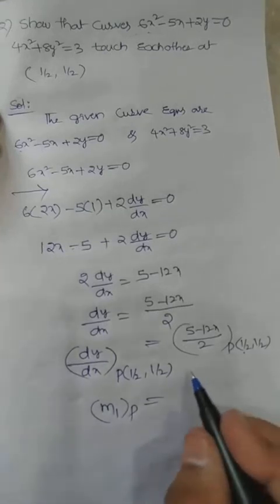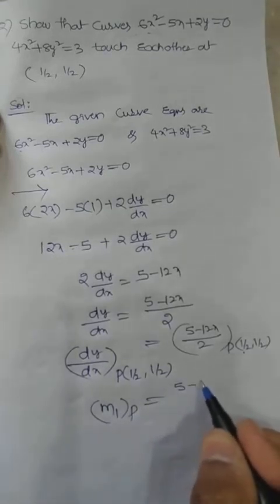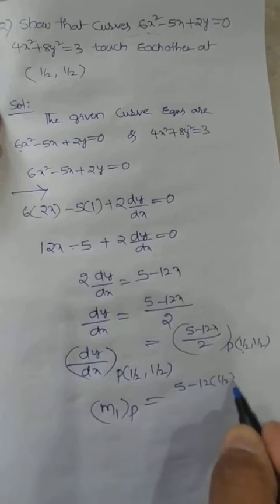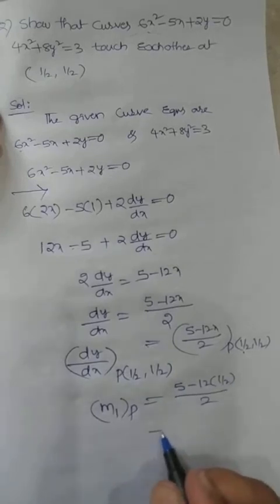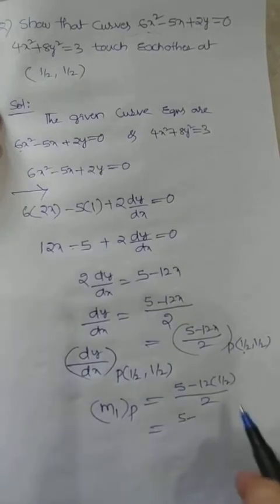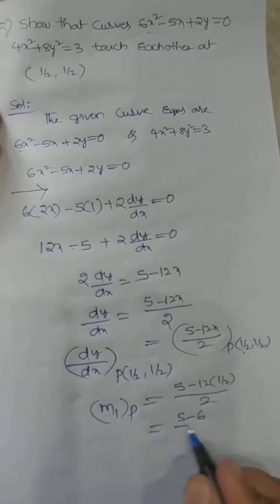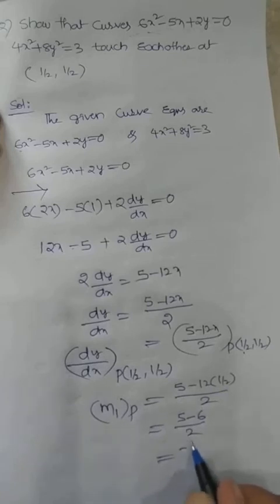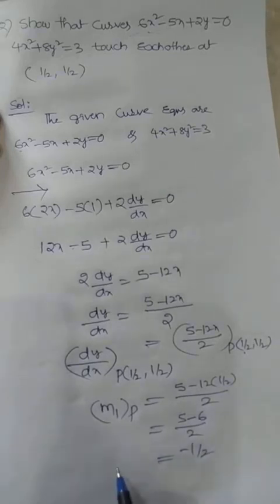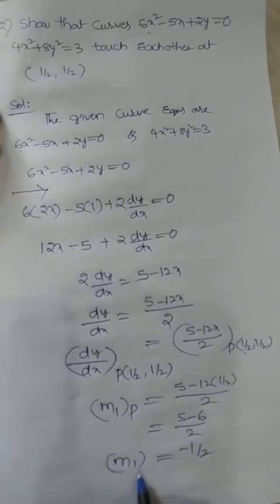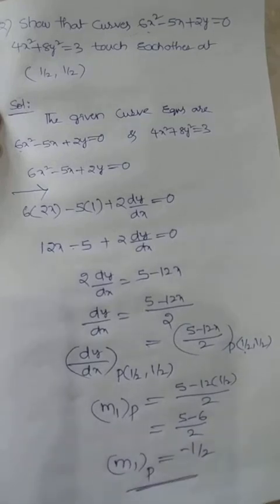Now what is it? 5 minus 12 into 1 by 2, all by 2. So 5 minus 6 by 2 is equal to minus 1 by 2. So what did I get? m1 at P, the value is minus 1 by 2.